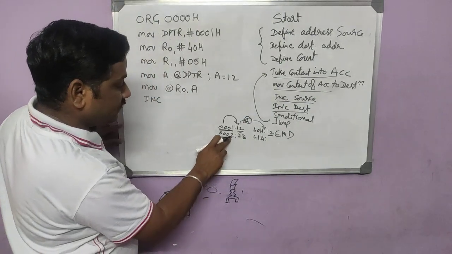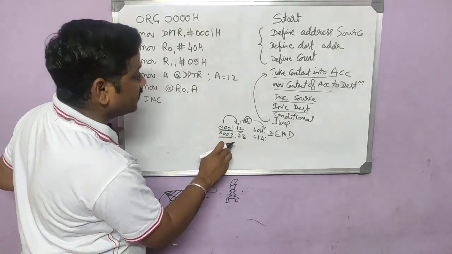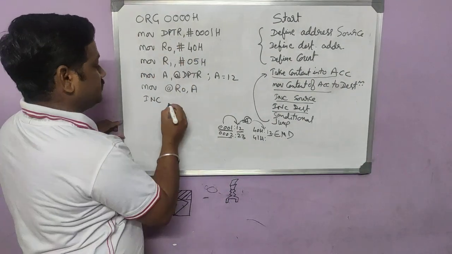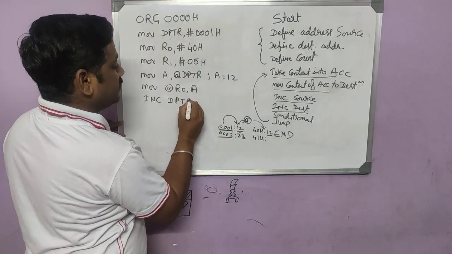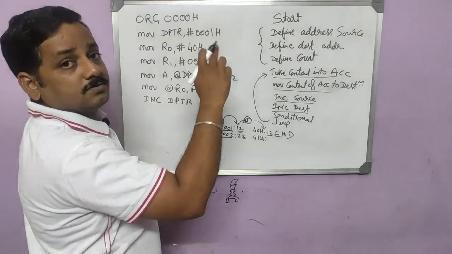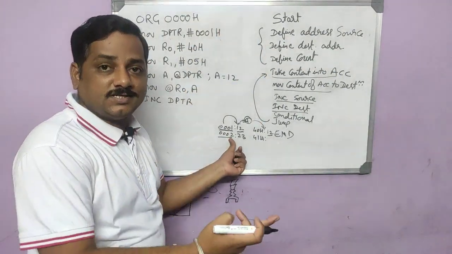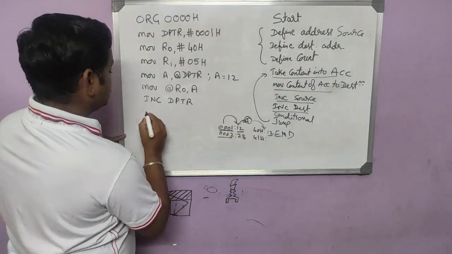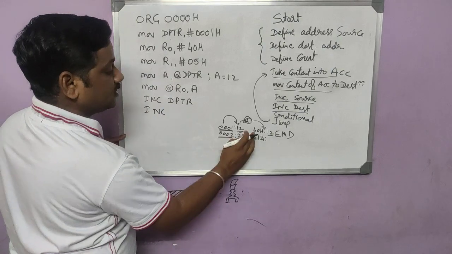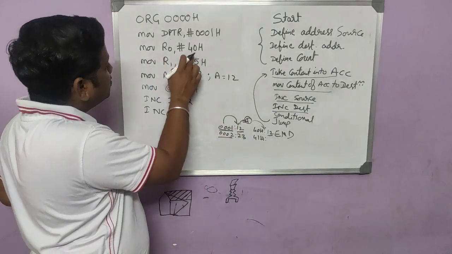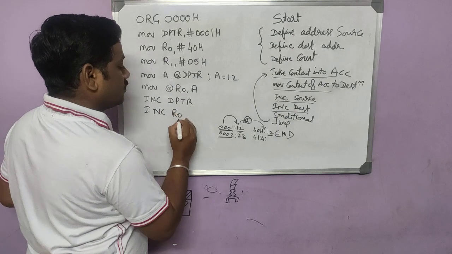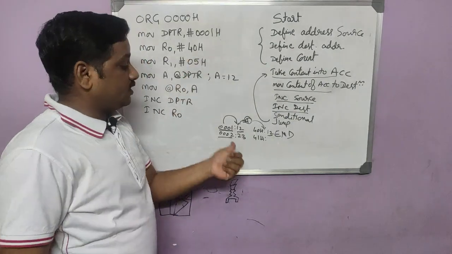So what we have, 001 should become 002. That is mentioned in DPTR, so I will just increment that DPTR. DPTR will become 0002. It is pointing towards the next address. Same way I will increment this. Increment 40 should become 41. So 40 is there in R0, so increment R0. R0 will become 41 now.